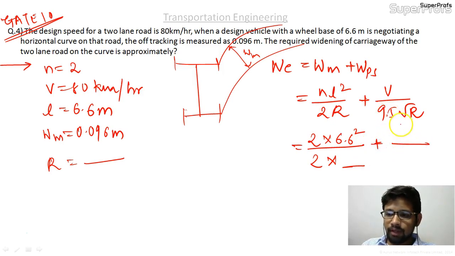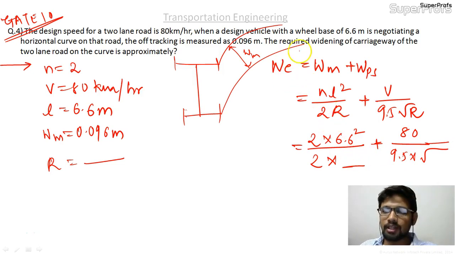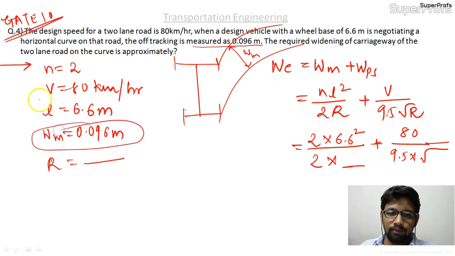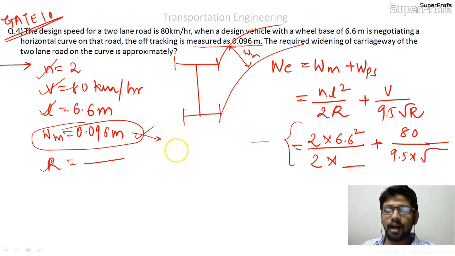The V value we have is 80 kilometers per hour. It is an empirical formula where we put the V value in kilometers per hour, and 9.5 into root of radius, again R is missing. So we need to use the information given in the earlier statement, that off-tracking is measured as 0.096 meters. We use V, N and L, and we want R in this formula, but this is additional information. So we should use it to get an equation and find the R value.